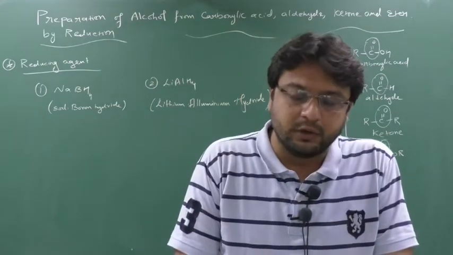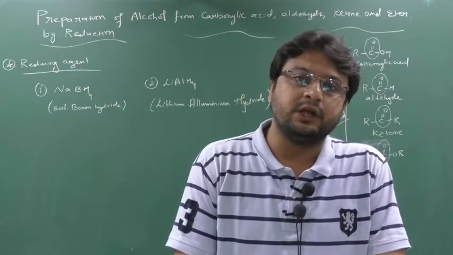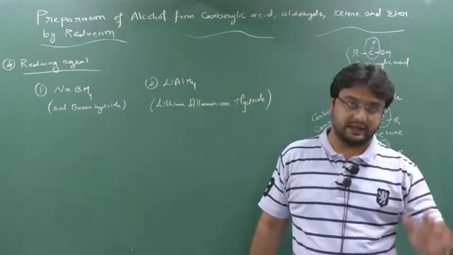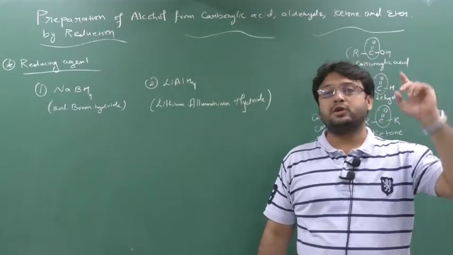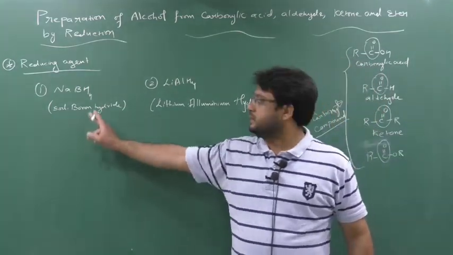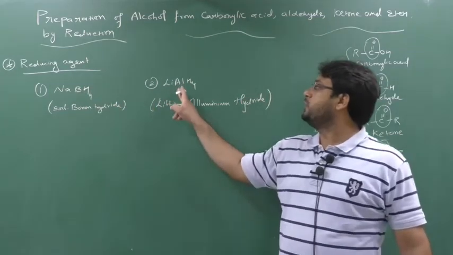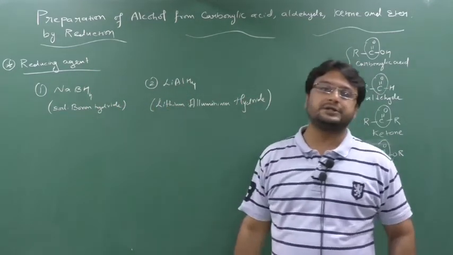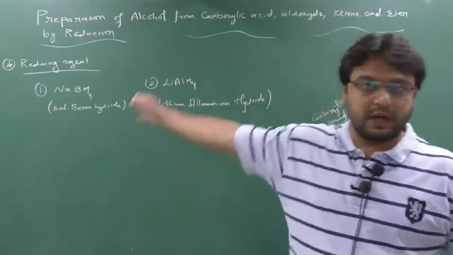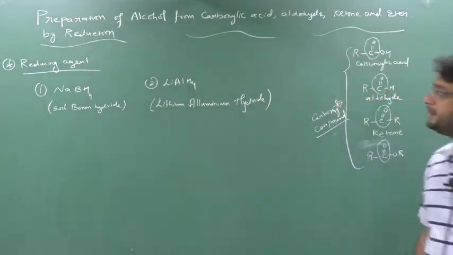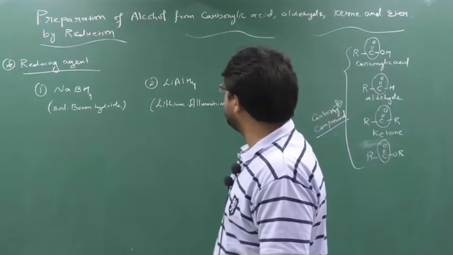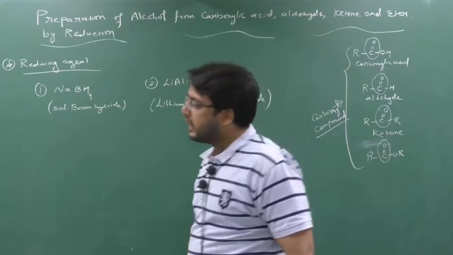In that I told you that boron has a capacity to make a complex hydride, which is used as a reducing agent. At that time I told you that it will be used further in alcohol, phenol, ether. So today it is used. Boron is group 13, aluminium is also group 13. They both have a capacity to form complex hydrides which are used as reducing agents in organic chemistry. Clear this part? So there are two reducing agents we are using: sodium boron hydride and lithium aluminium hydride.